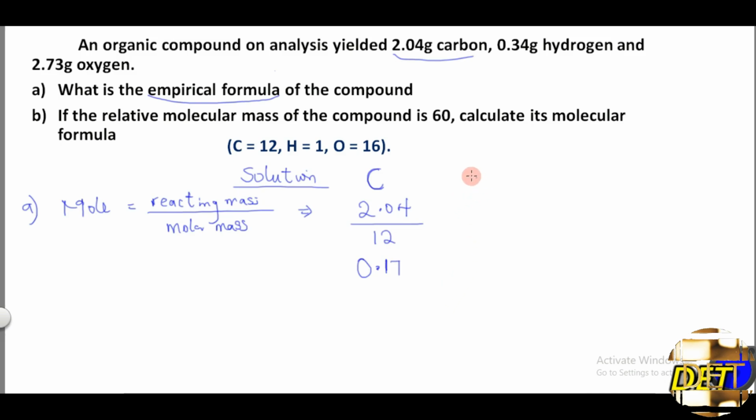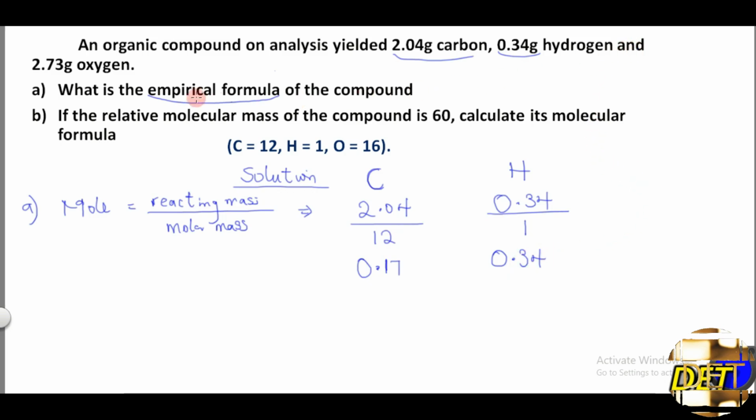And then we'll look for the next element, hydrogen. The reacting mass of hydrogen here is 0.34 grams, which is the reacting mass over the molar mass of hydrogen, which is 1. So 0.34 divided by 1 will give us 0.34 moles. This is the number of moles of hydrogen in this compound.